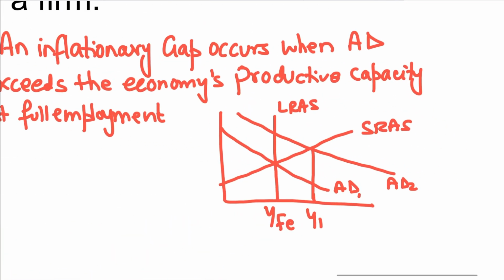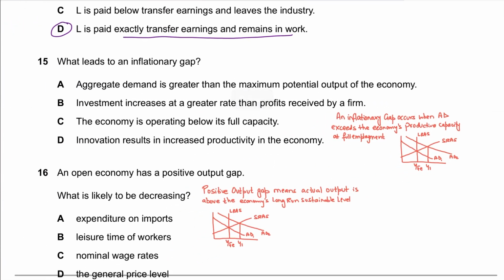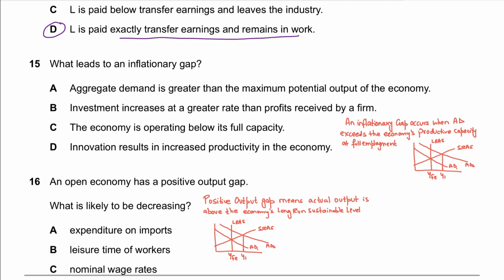In the AD-AS model, this difference is basically known as a positive output gap as well as an inflationary gap. Although in the Keynesian 45-degree AE equals Y model, inflationary gap has a different meaning. It refers to the amount by which spending needs to go down to close the positive output gap. Anyways, the correct answer has to be A for alpha. Aggregate demand is greater than the maximum potential output of the economy.